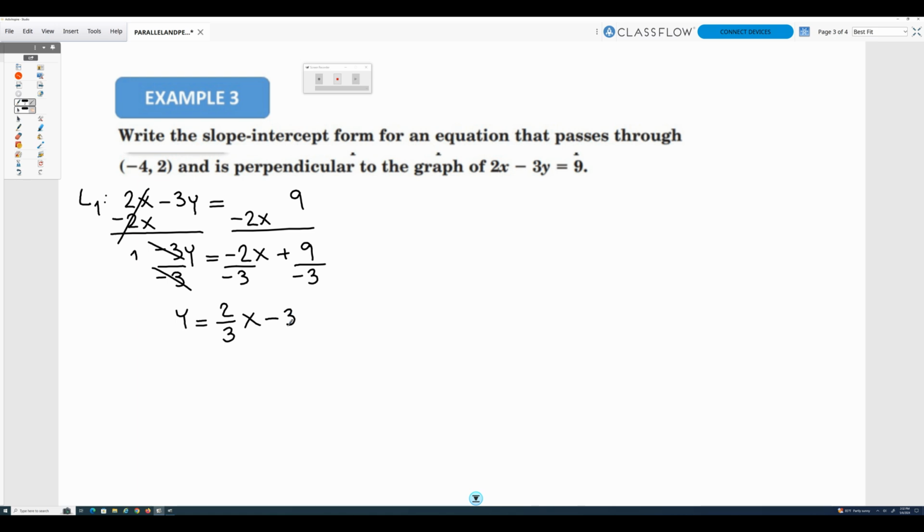When the given equation is in slope-intercept form, we can identify the slope. This is the coefficient of the variable x. Slope of line 1 is 2/3. The slope of line 2 is -3/2.